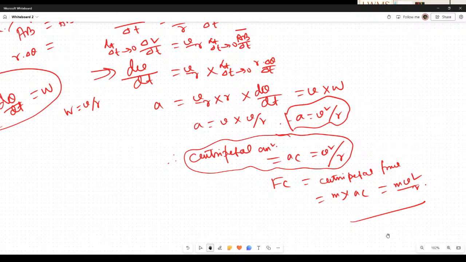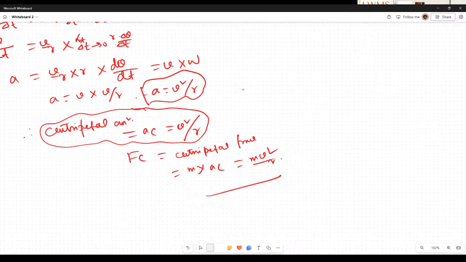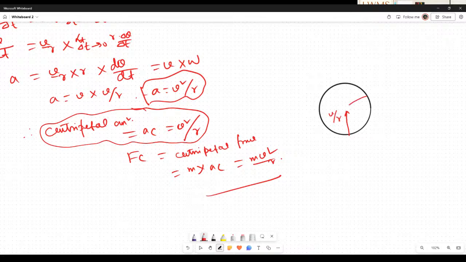This centripetal acceleration, when the particle is going with uniform velocity, is V square by R at any point. I did not specify any particular point. At this point, acceleration is V square by R. Why am I taking it towards the center? I will tell you. Every time it is V square by R towards the center only. It is centripetal, that's why.